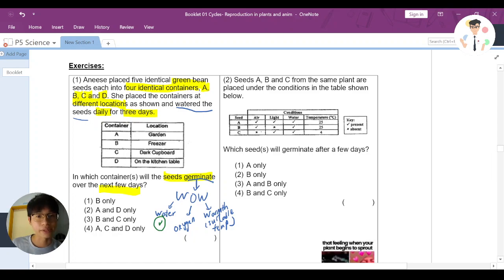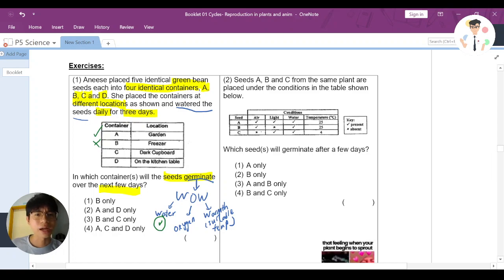A, the garden. Oxygen is supposed to be fine. Warm is supposed to be fine, right? So A, no problem. B, in the freezer. Oxygen, questionable. Warm, for sure no, right? So we know for sure, as long as one of the conditions is not satisfied, out.